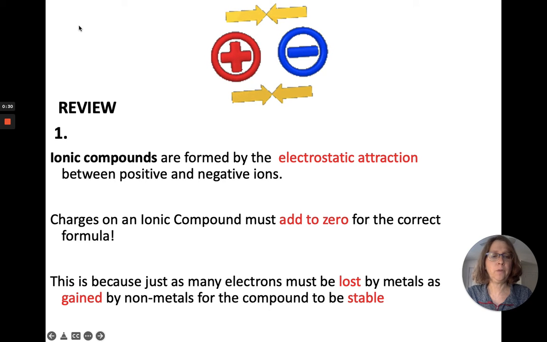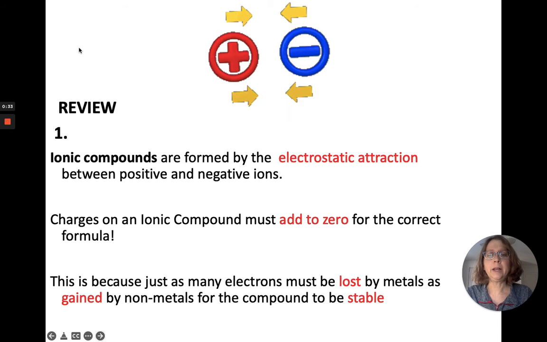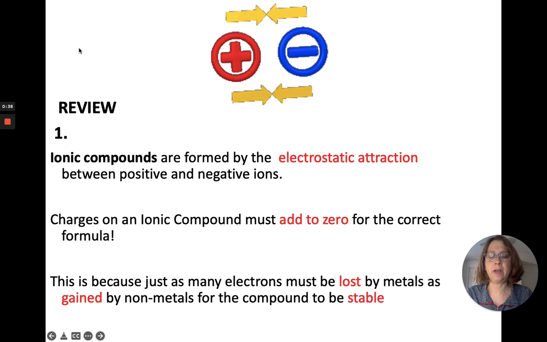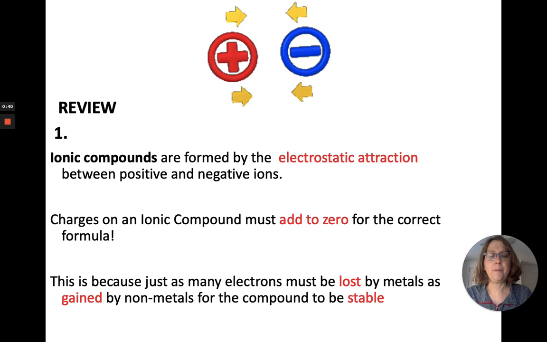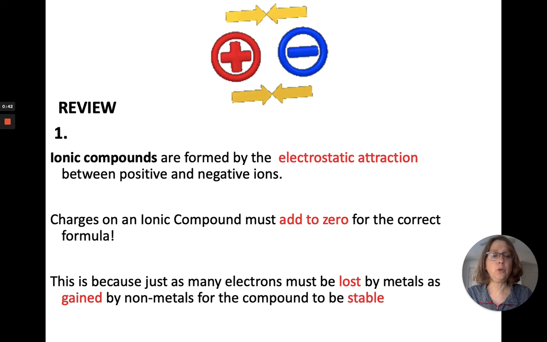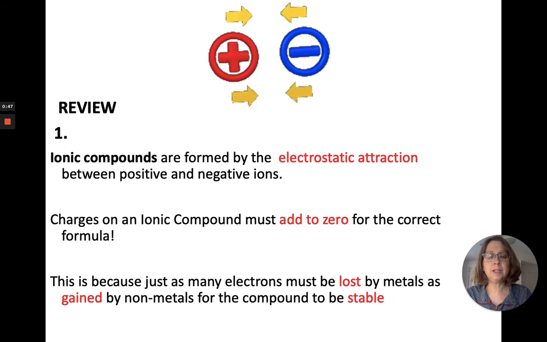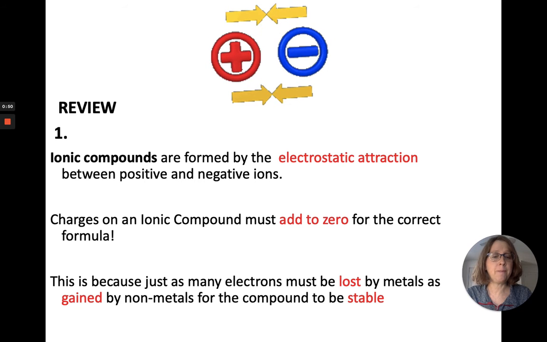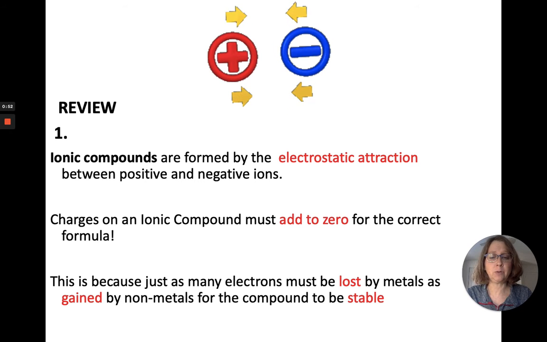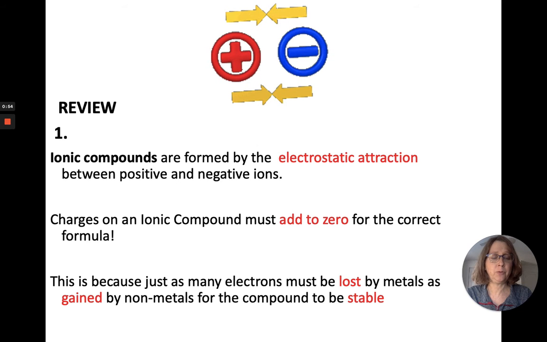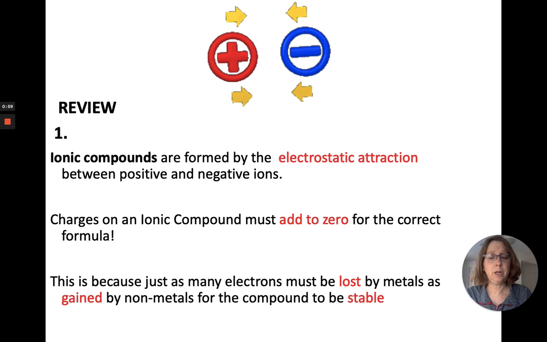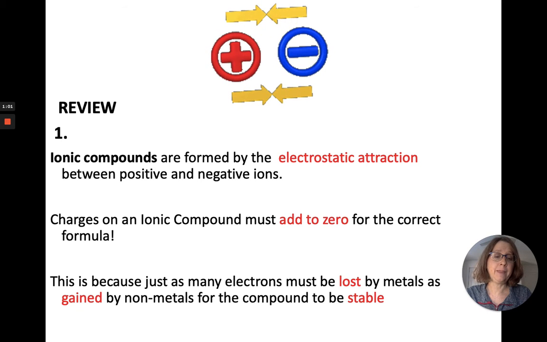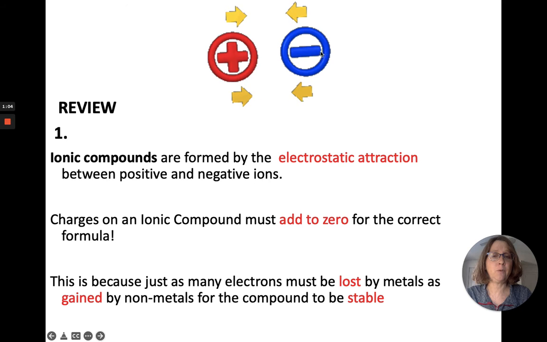So just as a review from a previous lesson in my class, ionic compounds are formed by the electrostatic attraction between positive and negative ions. Charges on an ionic compound must add up to 0 for you to have written the correct formula. Those are the rules. This is because just as many electrons must be lost by metals as gained by nonmetals for the compound to be stable. So in other words, it's a bookkeeping thing. Metals tend to lose electrons to become more stable, nonmetals tend to gain them, and then they are held together because positive and negative forces attract.